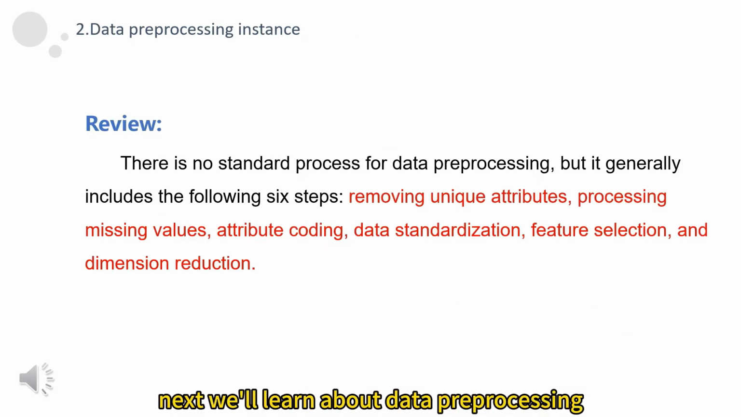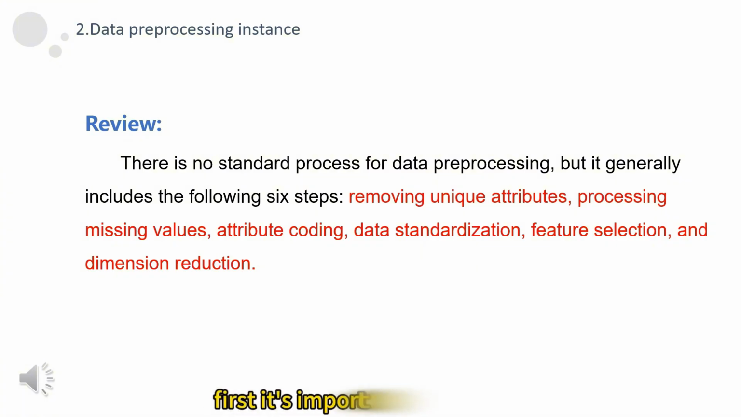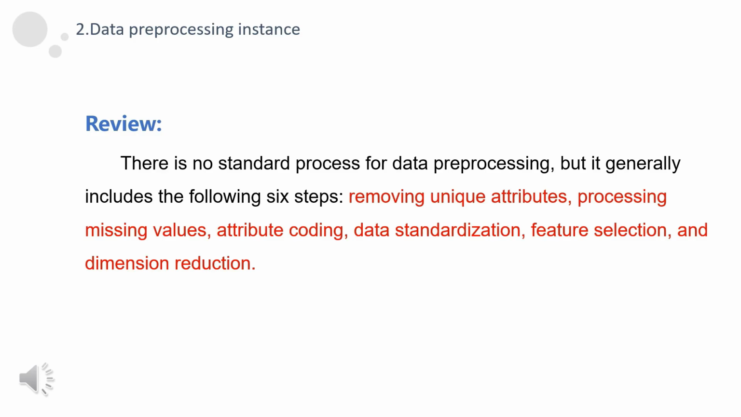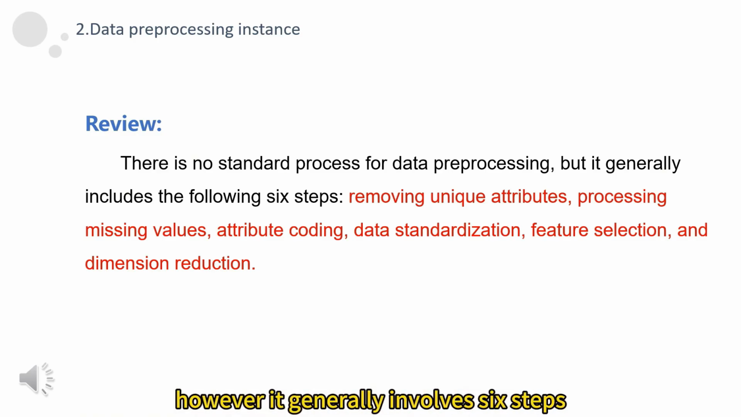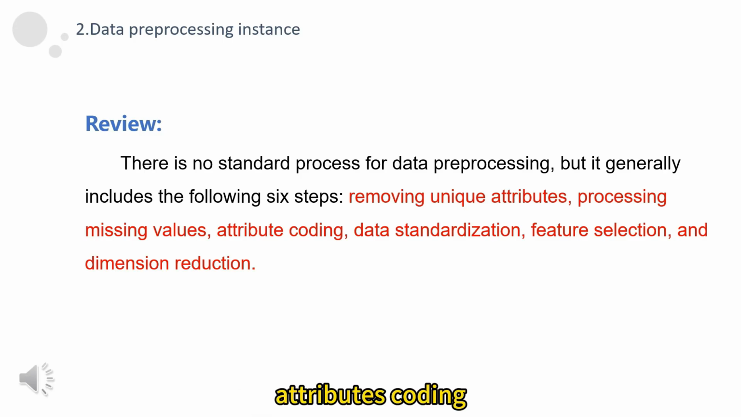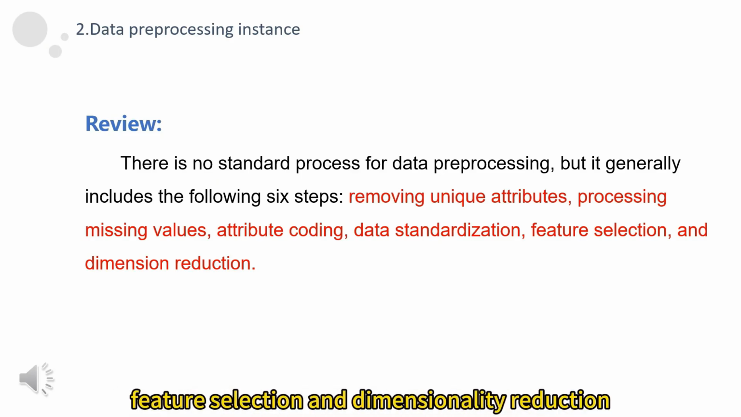Next, we'll learn about data preprocessing. First, it's important to note that there's no standard process for data preprocessing. However, it generally involves 6 steps: removing unique attributes, handling missing values, attribute encoding, data normalization, feature selection, and dimensionality reduction.